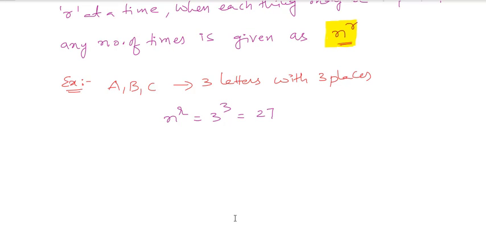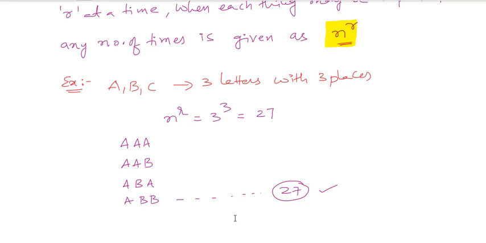AAA, next AAB, next ABA, next ABB. Likewise, in total you will have 27 possible ways. Total 27 possible cases are there. So this is one thing. Am I right or not?